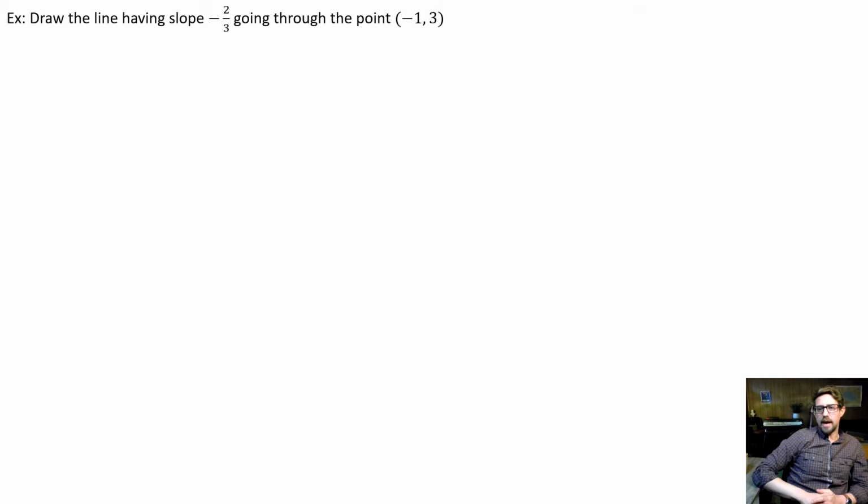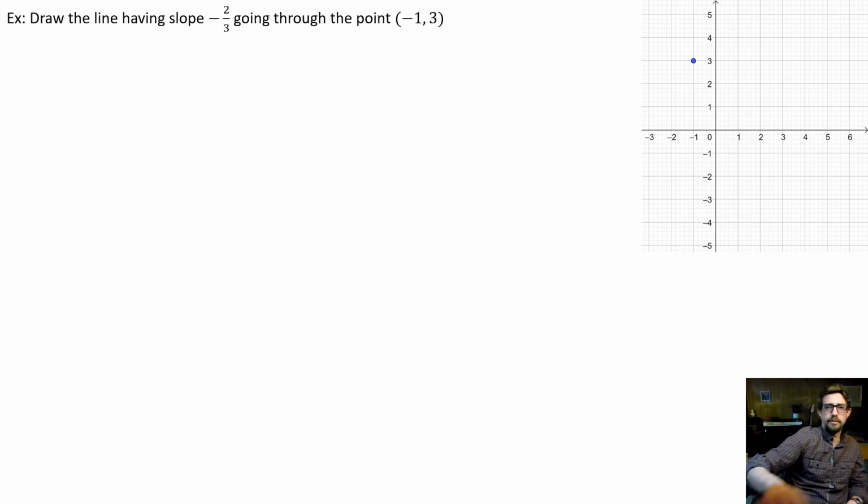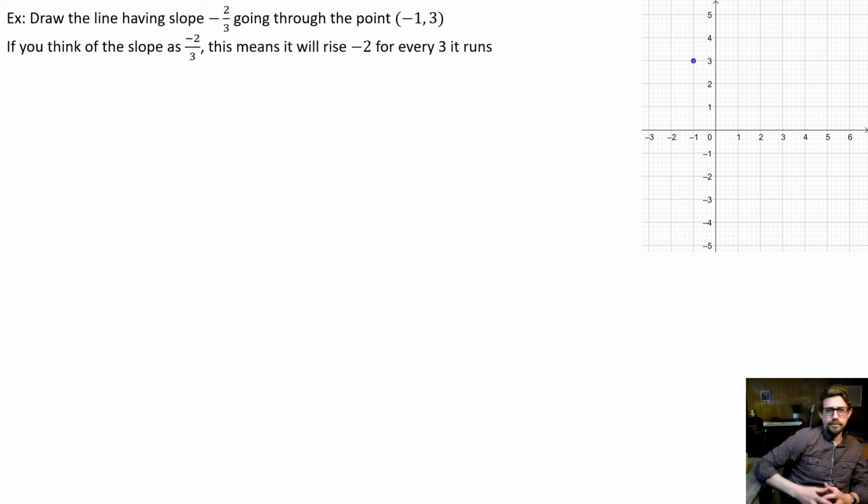Okay, so now we have to draw a line given only 1 point and its slope. So I'll show you how to do that. First, draw the point. There's the point, negative 1, 3. That should be pretty easy for you. And then, if we say this line has slope negative 2/3, the easiest way to think about that is to think about it as negative 2 over 3. You know that's the same thing as negative 2/3.